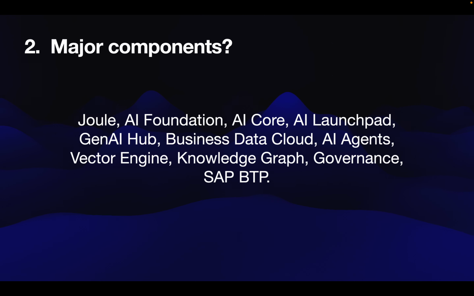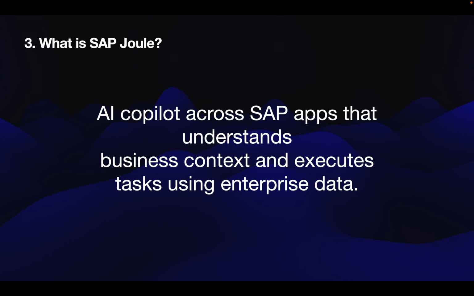What are the major components of the latest BAIP platform, the Business AI Platform? The major components are Joule, AI Foundation, AI Core, AI Launchpad, Gen AI Hub, Business Data Cloud, AI Agents, Vector Engine, Knowledge Graph, Governance, and SAP BTP. What is SAP Joule? An AI co-pilot across SAP applications that understands business context and executes tasks using enterprise data.